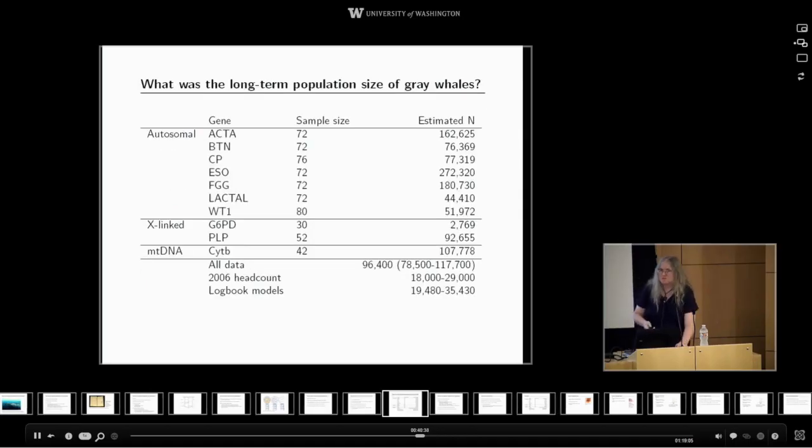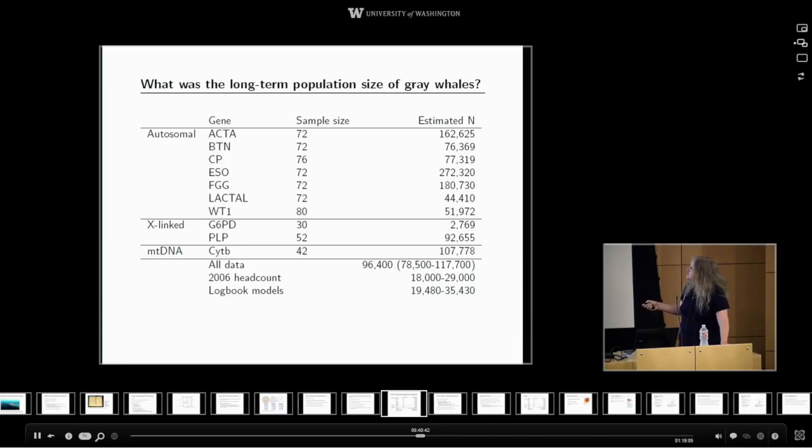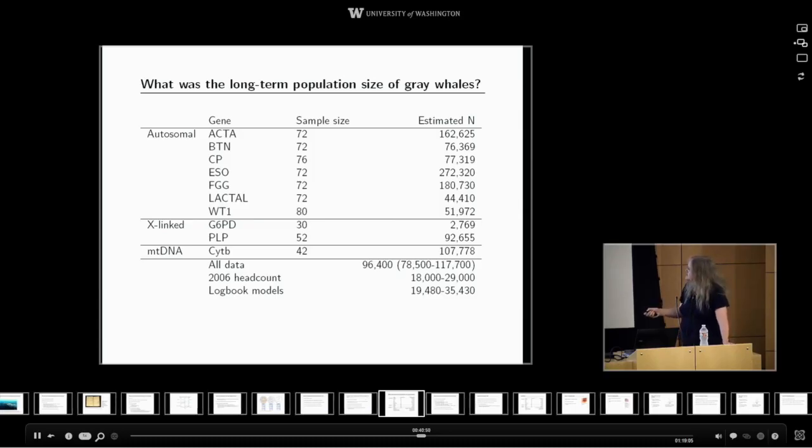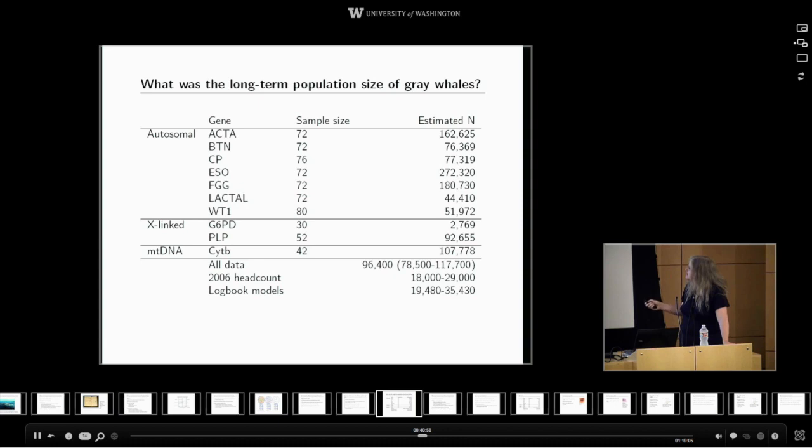So this slide is busy, but I'll go through it a little bit. 7 autosomal genes studied in 70-odd whales apiece. The estimates vary from gene to gene. There's some noise in them. X-linked genes, mitochondrial genes. This locus is really, really different from the others. The others all show fairly high estimates. This one's actually outside the error bars of the other.